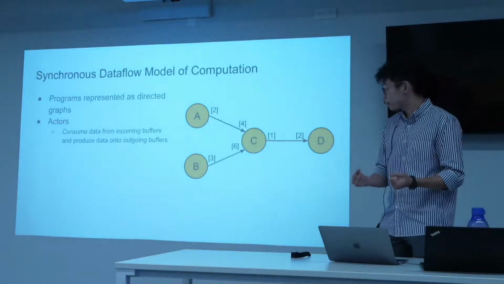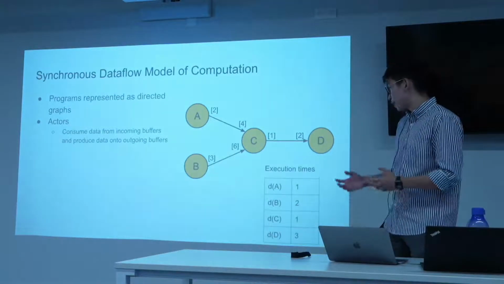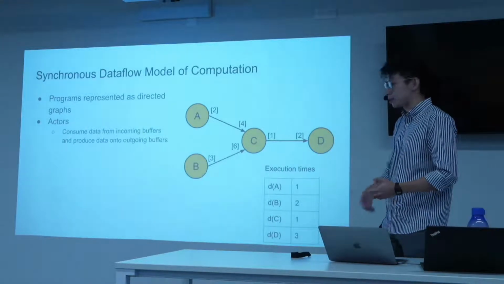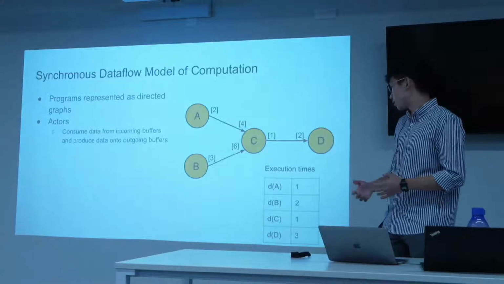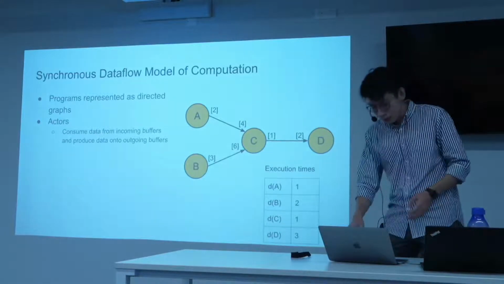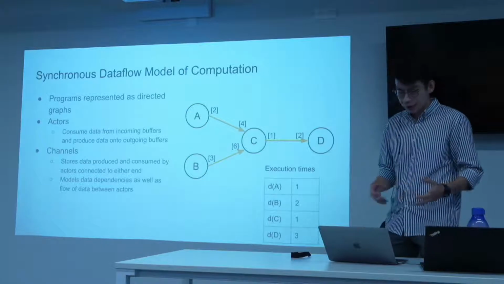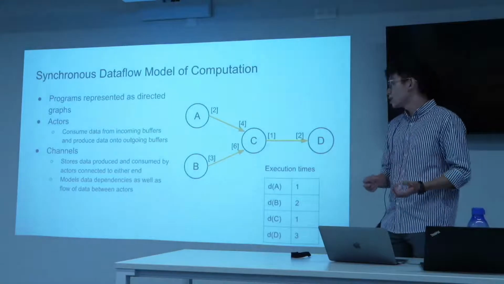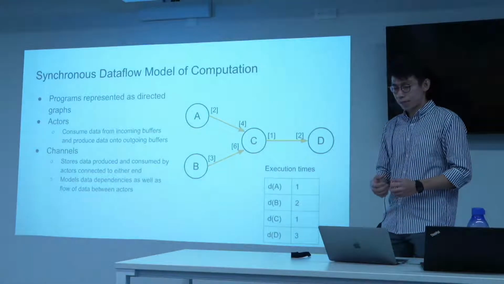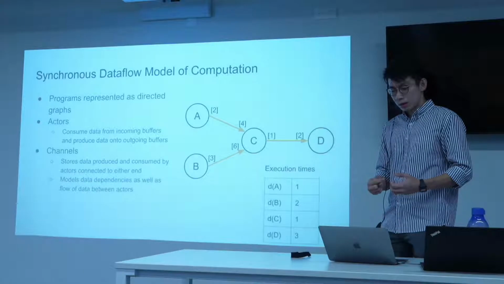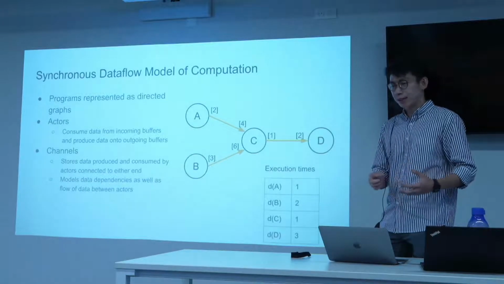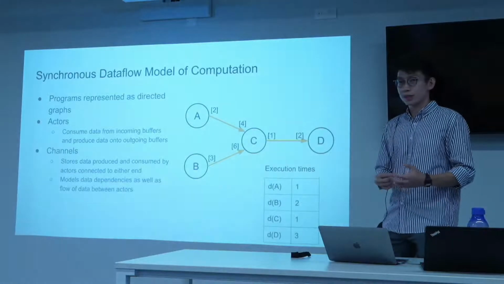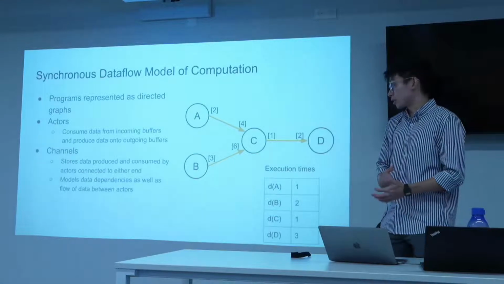This indicates the amount of tokens of data that the actor would produce or consume upon its firing. At the same time, we have execution times of the actors. I just listed out arbitrary ones here. So for example, actor B would take 2 time units to execute, whereas actor D would take 3 time units to execute. Between these actors, we also have channels, and these represent first in, first out buffers where data can flow between actors. They also indicate data dependencies. With regards to a Faust program, we could see the actors as emulating operations performed on signals, any arithmetic operations, for example.